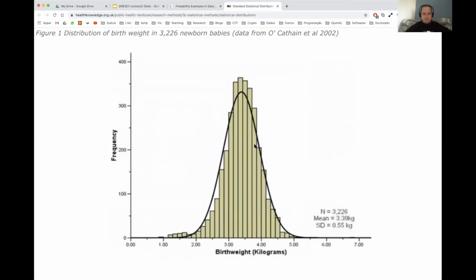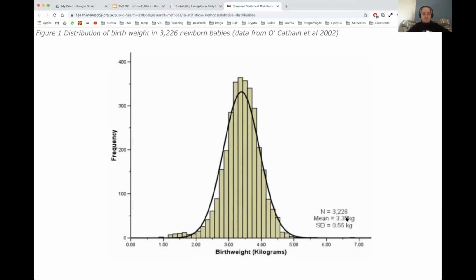Let's see better now. So, for example, the birth weight goes all the way from around 1 kilo to around 5 kilos. And that's very interesting because it's a good example of the stuff that we saw in the previous slides, which is, well, these are the measurements of 3,226 newborn babies, right? It's from a paper from 2002. The mean is 3.39 kilos, and the standard deviation is 0.55 kilograms.